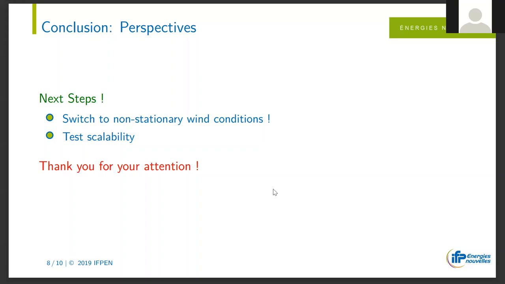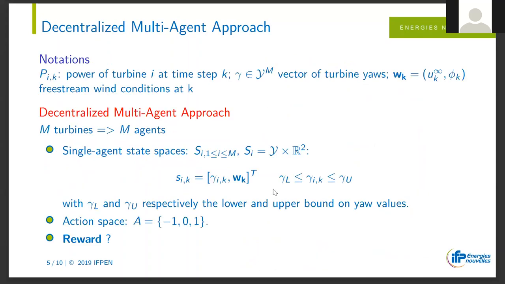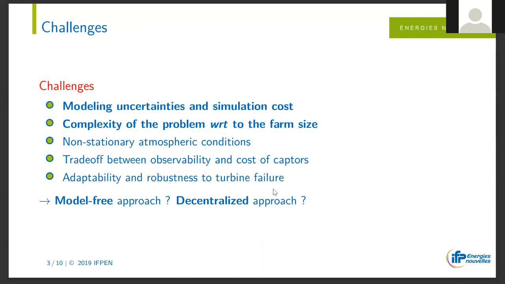So, Makuli was asking. Yes, I was wondering, you said that the problem grows exponentially with the number of turbines. I have the intuition that you could drive each of the devices independently and choose the best angle for each of them independently, and so I do not see the exponential. Yes, but that's what we do.